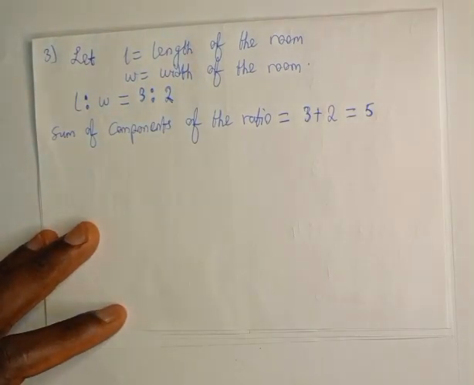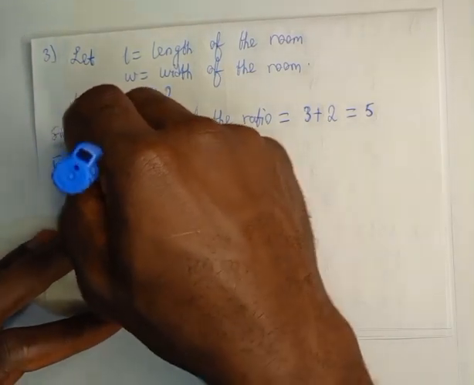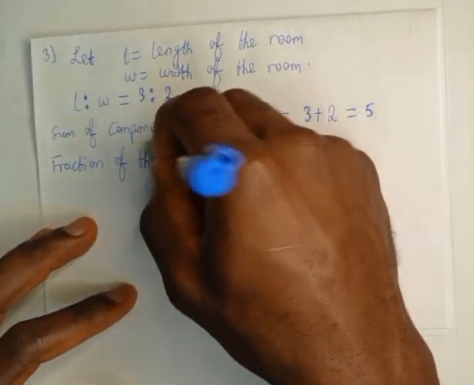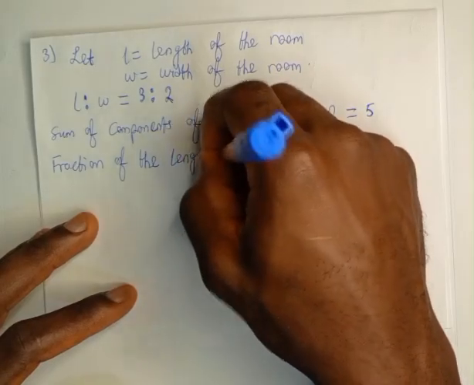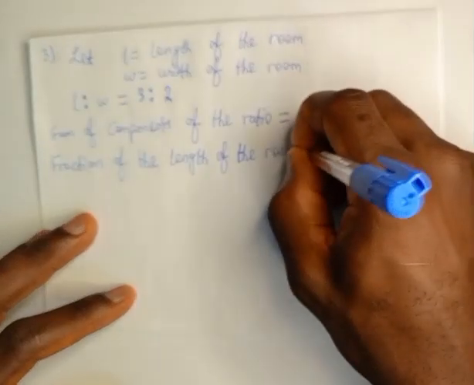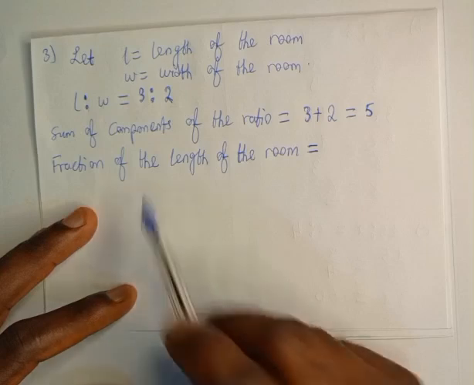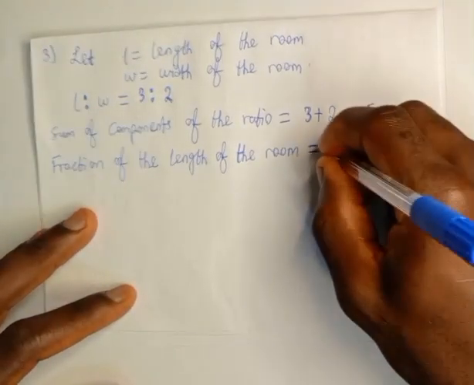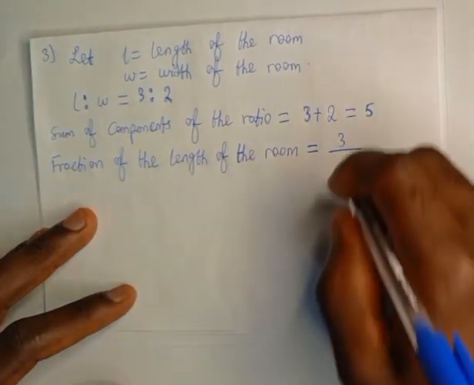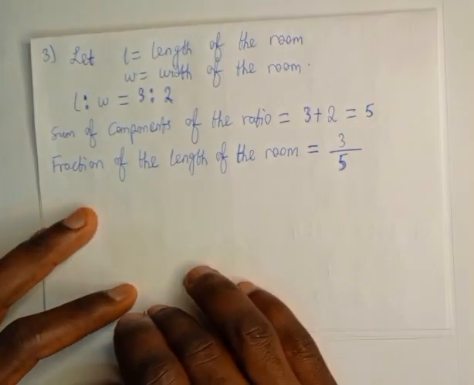The next thing, the fraction of the length of the room will simply be equal to the component of the length of the room, which is 3, all over the sum of the components of the ratio of the room, which is 5. The fraction of the length of the room is 3 over 5.